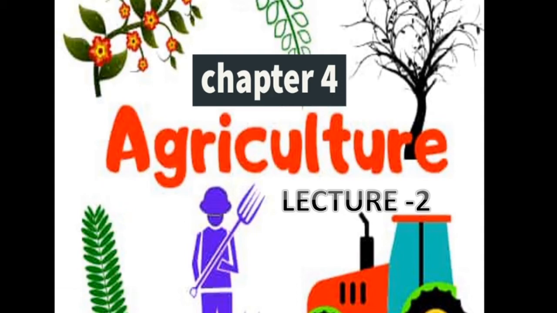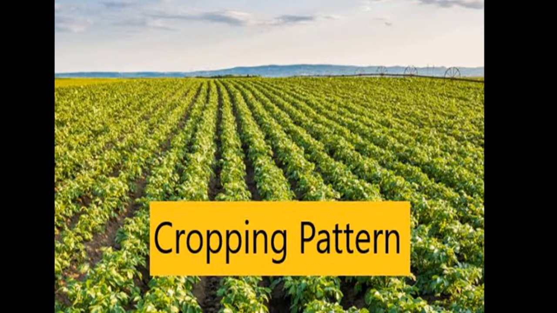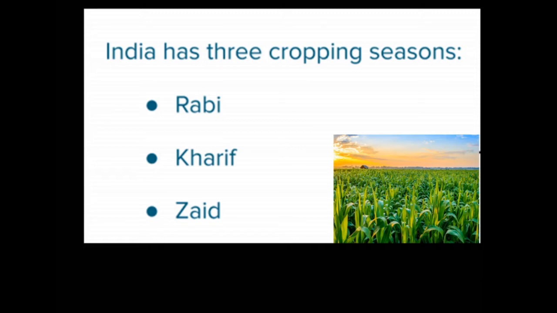My name is Neha Shavdin, and today we are going to discuss lecture 2 of chapter 4, Agriculture. In the last part, we discussed the different farming types like intensive, primitive, and commercial farming. But in this part, we are going to discuss the cropping patterns practiced in India. The different cropping seasons in India are Rabi, Kharif, and Zaid.